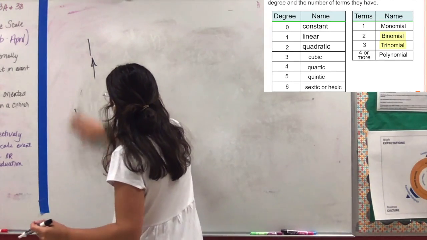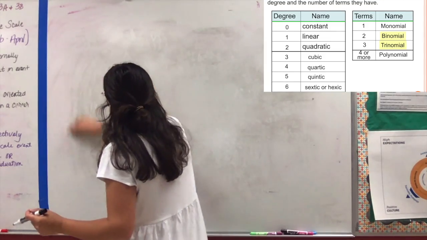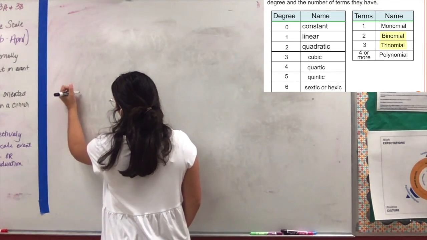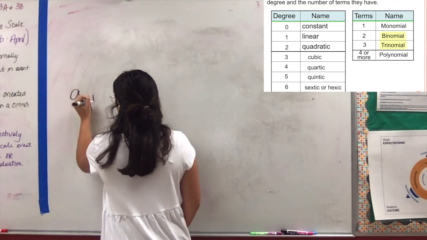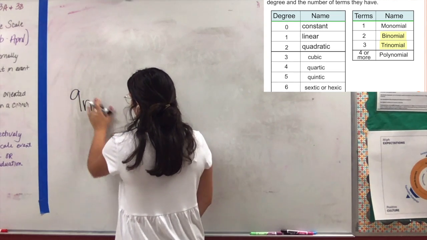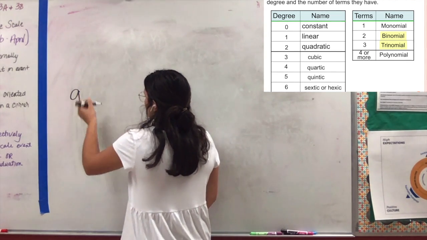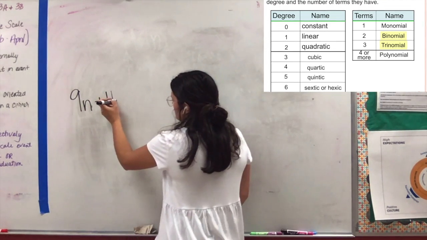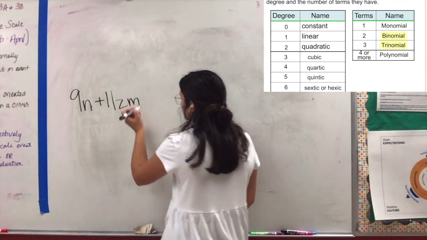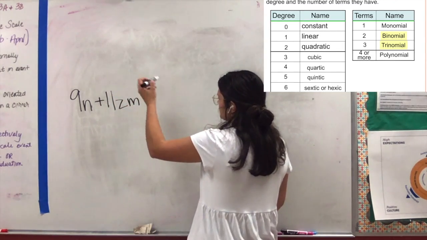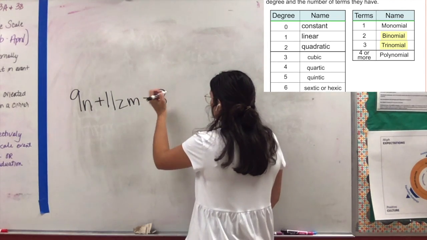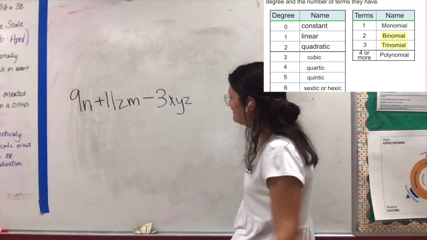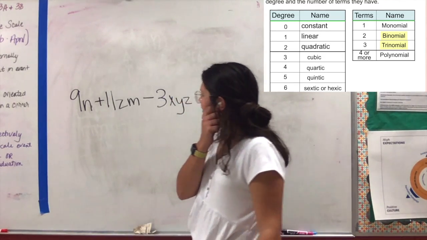All right, now let's look at a polynomial. A polynomial is when we have multiple terms. Specifically, we're going to look at a trinomial. So for the trinomial, we're going to do the 9n again. Oops, we don't need the 1. We know that there's going to be a 1. So we're going to have 9n plus 11zm minus 3xyz.